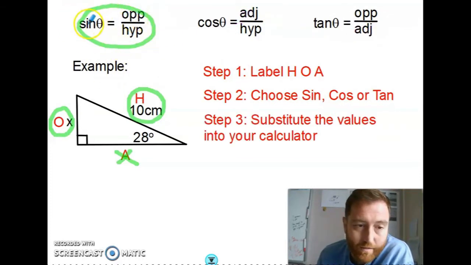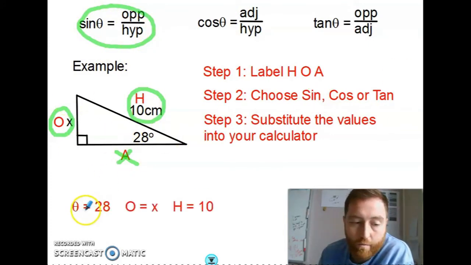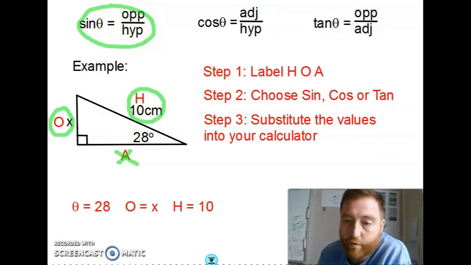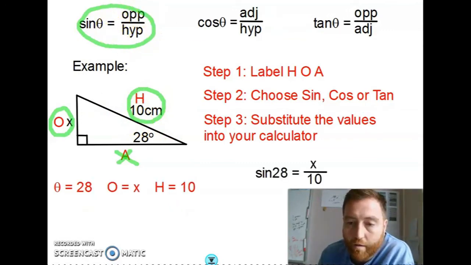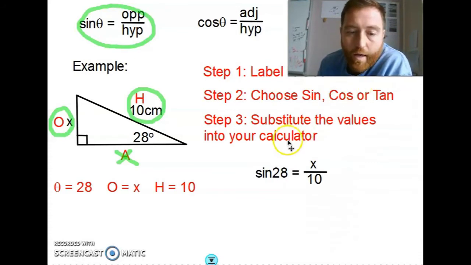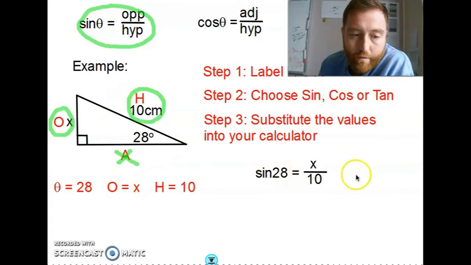So we're going to take this, SOH, and substitute in the values that we know. Theta is the angle, so that's 28 degrees. The opposite is x, that's what we're looking for, and the hypotenuse is 10 centimeters. So we substitute those into this formula. We substitute in 28 for theta, x for the opposite up here, and 10 for the hypotenuse down here.